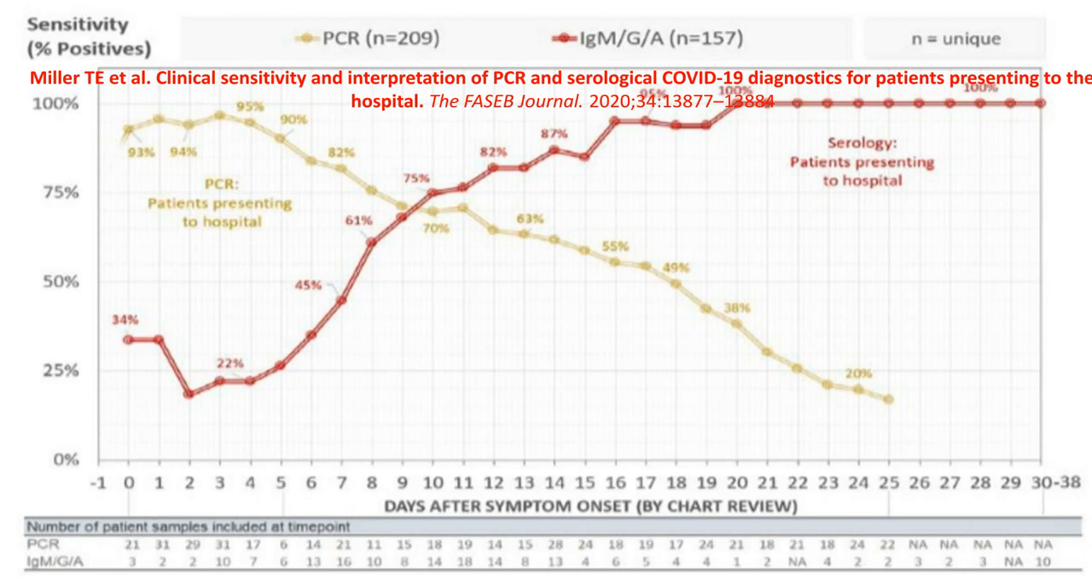Miller from Boston then instituted the policy that everybody admitted in their hospital would have RT-PCR and antibodies tested. They found that in the first 9 days, RT-PCR was the most sensitive test for making a diagnosis. But thereafter, antibodies were better for making the diagnosis, while RT-PCR sensitivity fell.